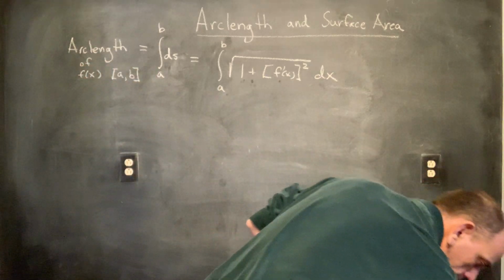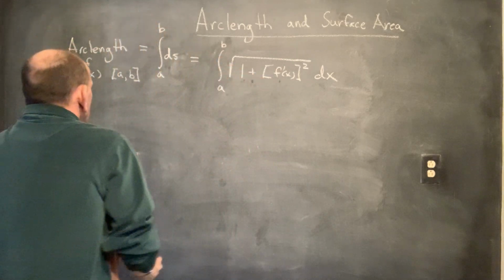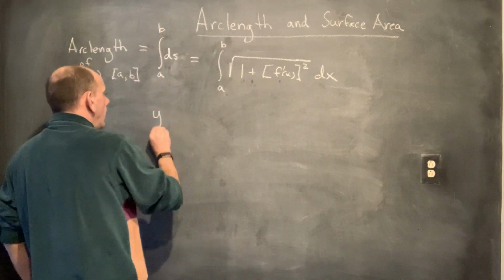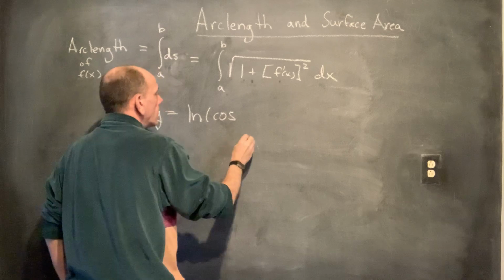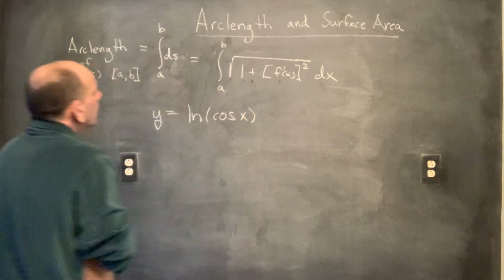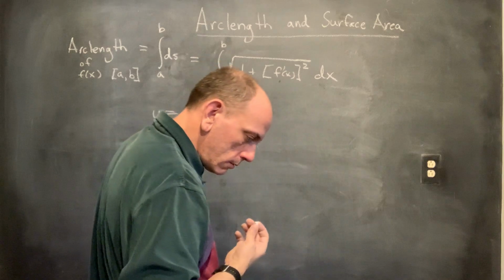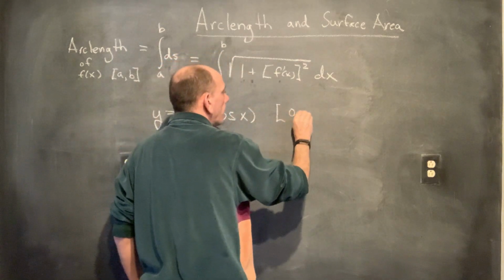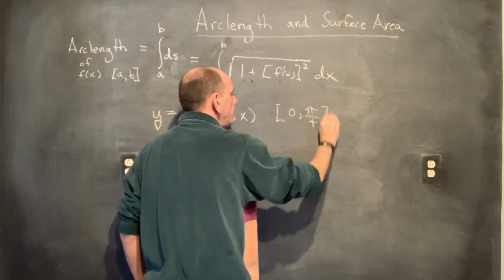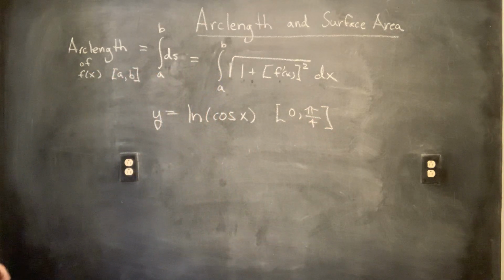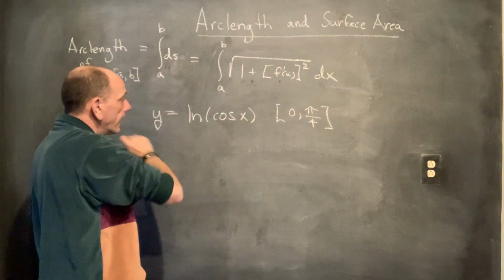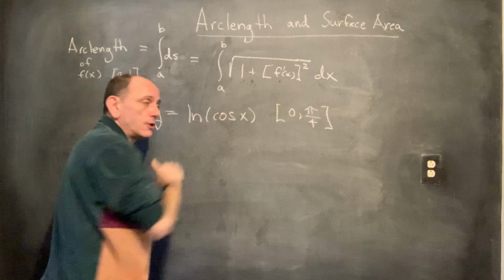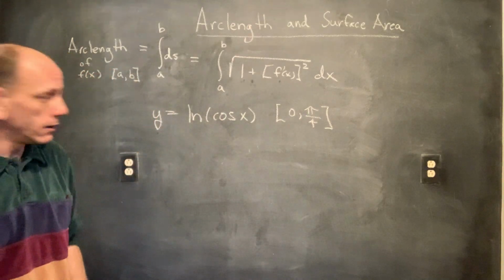So let's find the arc length of y equals ln cosine of x on the interval from 0 to pi over 4. All right, so in order to find the arc length, it's just going to be the integral ds, but in order to do that, I need the derivative of f. I need the derivative of y here.